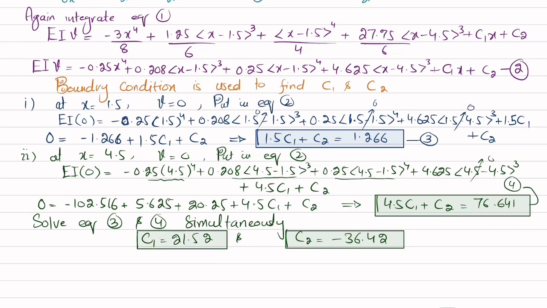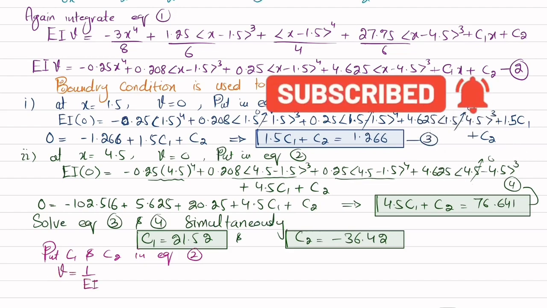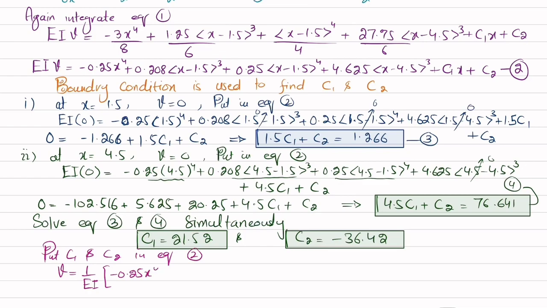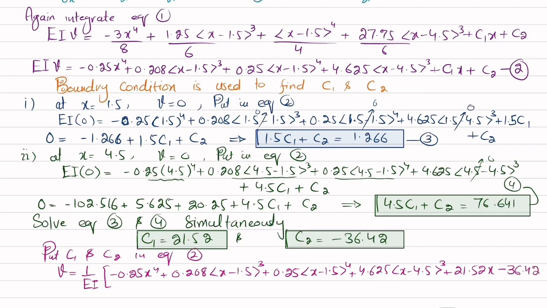Now put C1 and C2 in equation number 2 to get the equation of the elastic curve. So when you put it, you will get V equal to 1 over EI into minus 0.25 x power 4 plus 0.208 into (x minus 1.5) cube plus 0.25 into (x minus 1.5) power 4 plus 4.625 into (x minus 4.5) cube plus C1x. So C1 is 21.52 x, and C2 is minus 36.42.